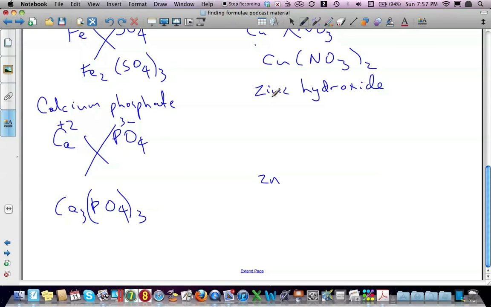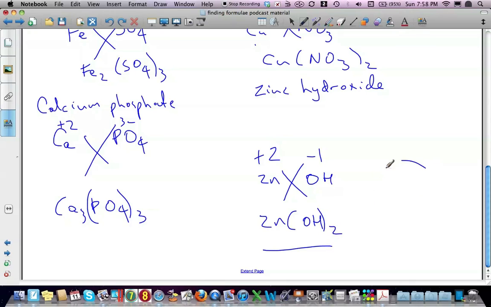Finally, zinc hydroxide. Zinc is a transition metal. It doesn't say 2, 3 or anything. You assume therefore it to be 2. Hydroxide is -1. It's in your table of ions that you must remember. Zn(OH)2. You are done. Big smiley face because you really know that you can do this a lot. Is that a smile? I don't know. There you go.